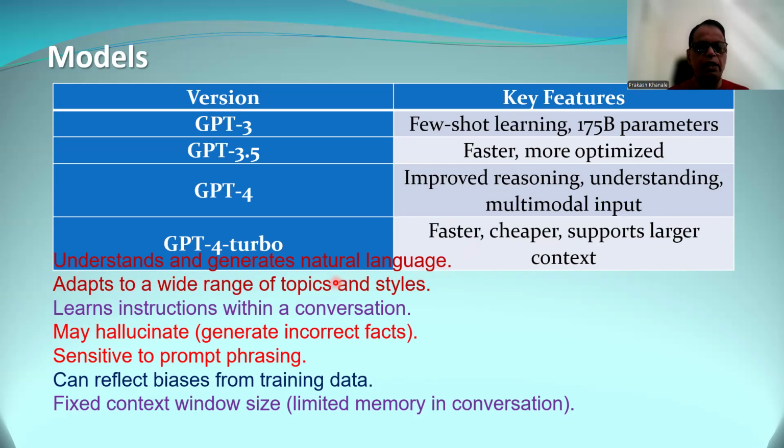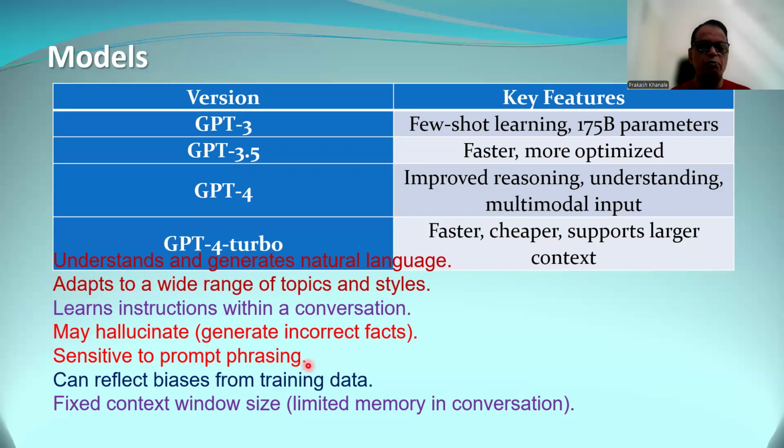So ChatGPT understands and generates natural language. It adapts to a wide range of topics and styles. It learns the instructions within the conversation. It may generate incorrect facts, because whatever it generates is based on the query or prompting you give. If your prompt itself is incorrect, then it may generate an incorrect result. Or if the data on which ChatGPT is trained is incorrect, then it may generate incorrect facts.